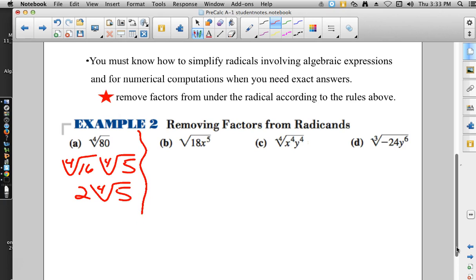For B, this is something you've done before. We have the square root of 18x to the fifth. So I start thinking, all right, well, I know square root of 9 and 2. You know, that's a lot of algebra 2 that you did there.